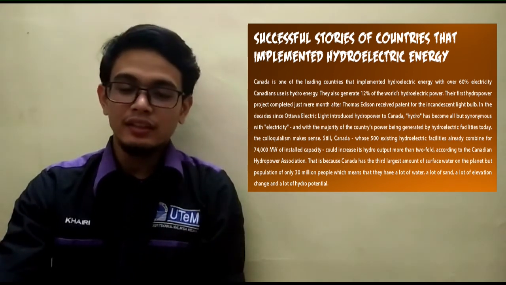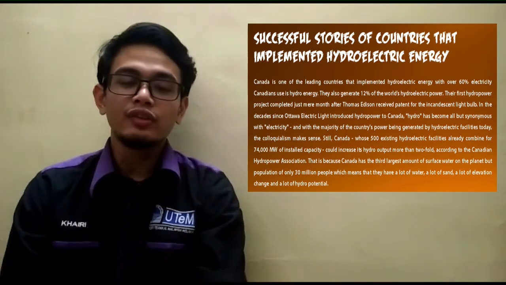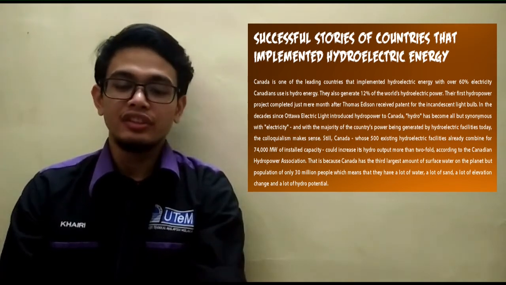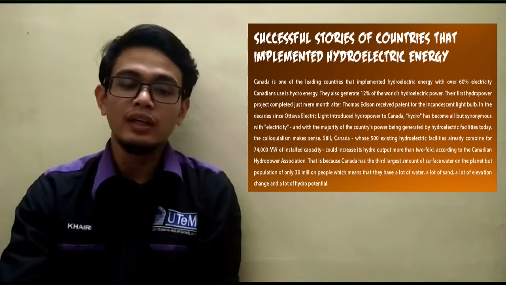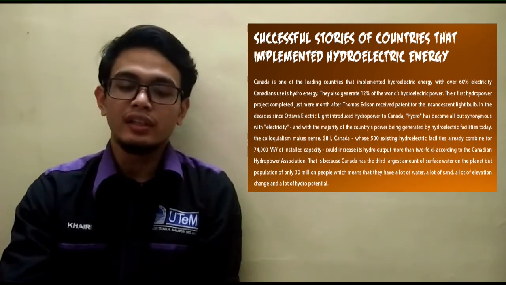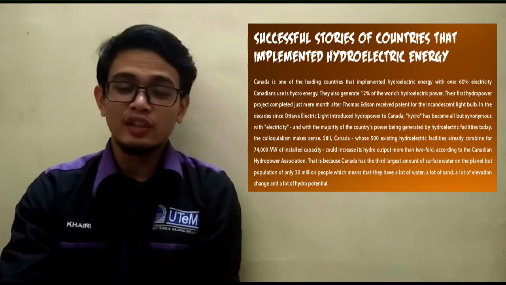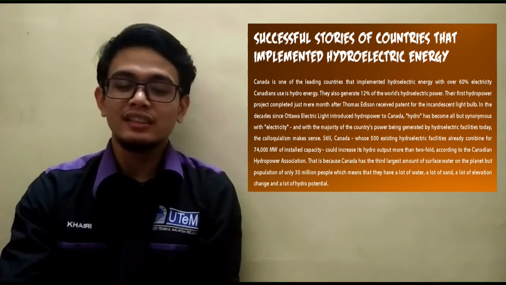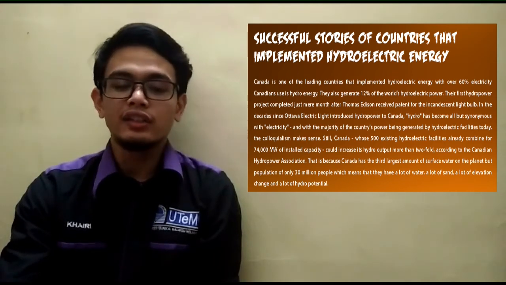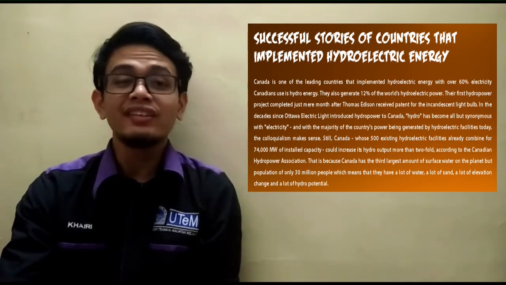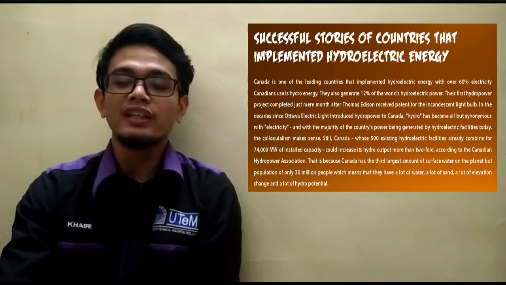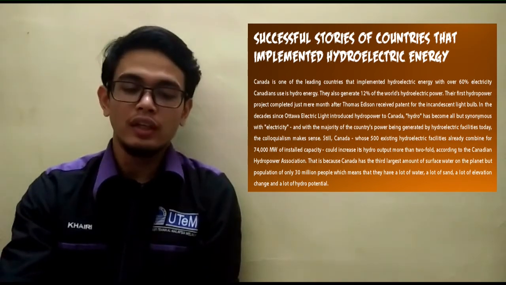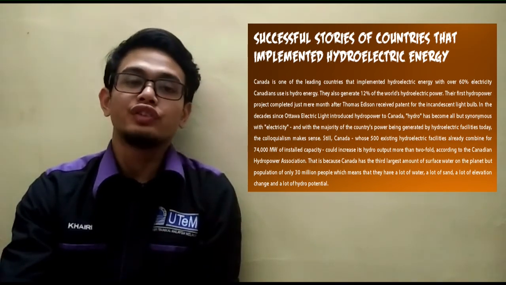In the decades since Ottawa Electric Light introduced hydropower to Canada, hydro has become all but synonymous with electricity, and with the majority of the country's power being generated with hydroelectric facilities today, the colloquialism makes sense. Still, Canada, with 500 existing hydroelectric facilities, already combined for 74,000 megawatts of installed capacity, could increase its hydro output more than twofold, according to the Canadian Hydropower Association.